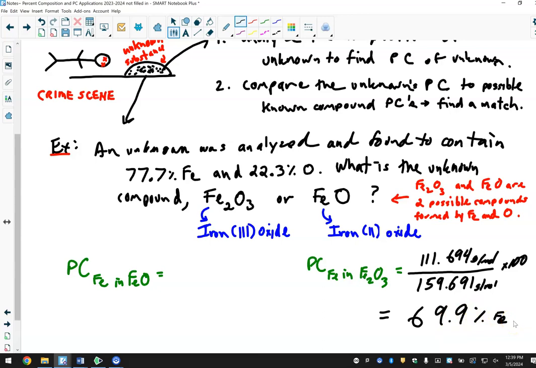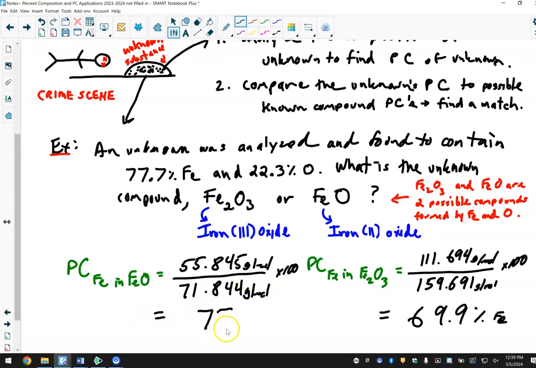All right, how about you guys over here? Go ahead, Charlie. What's your numerator? 55.845, because that's the mass of one iron, right? And then the denominator? 71.844. And that's the total molar mass of FeO, times 100. And lo and behold, what's your answer? 77.7% iron. And that matches the percent composition that was analyzed from your unknown.